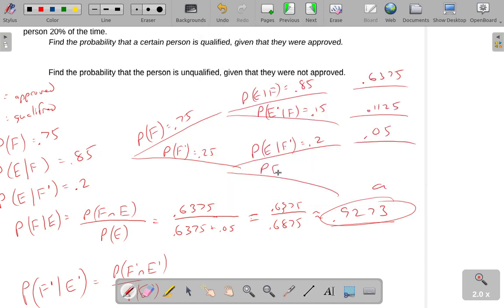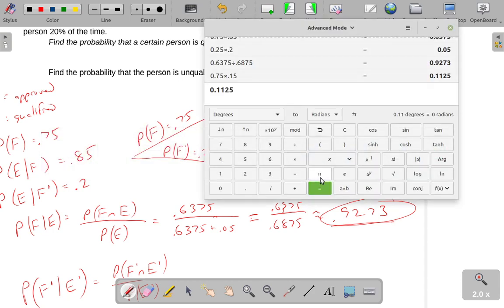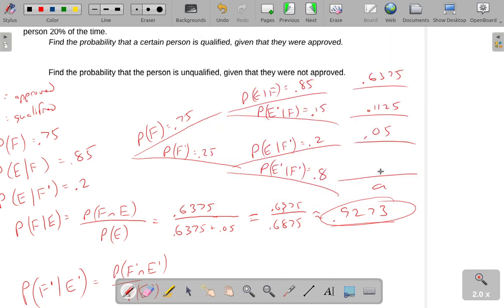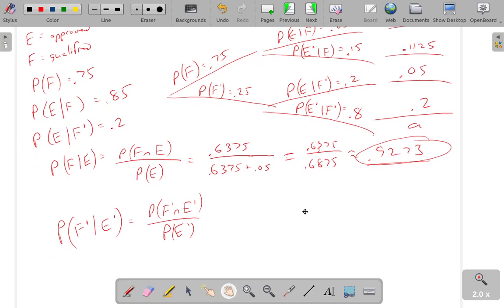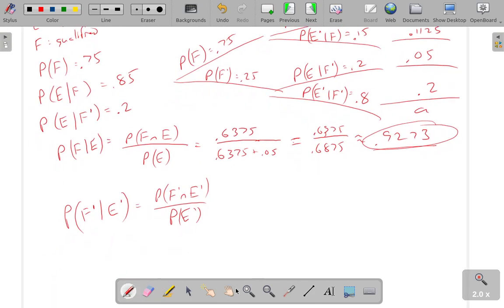And down here, the probability of E complement given F complement, the probability she's not approved given that she's not qualified, would use the complement rule. There's a 20% chance that you go up, so there's an 80% chance you go down, 1 minus 0.2. And 0.25 times 0.8 gave me 0.2. I could go through and verify that the 4 leaves here do sum up to 1, because now I have shown the entire tree. I'm not going to do that, but you could.